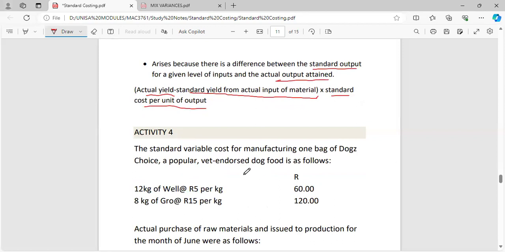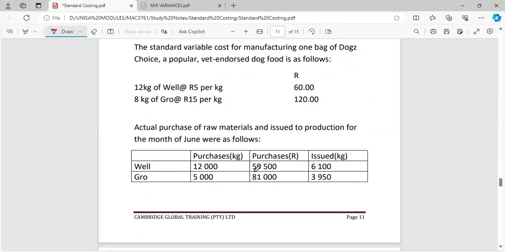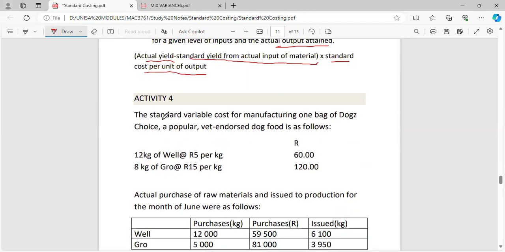If there is anyone who will be behind on this, then we'll see from the calculation that we are going to do. So let's look at the activity. They say the standard variable cost for manufacturing 1 bag of Dog's Choice, a popular vet endorsed dog food, is as follows. This is the standard. When you are reading your questions, always look at the information.